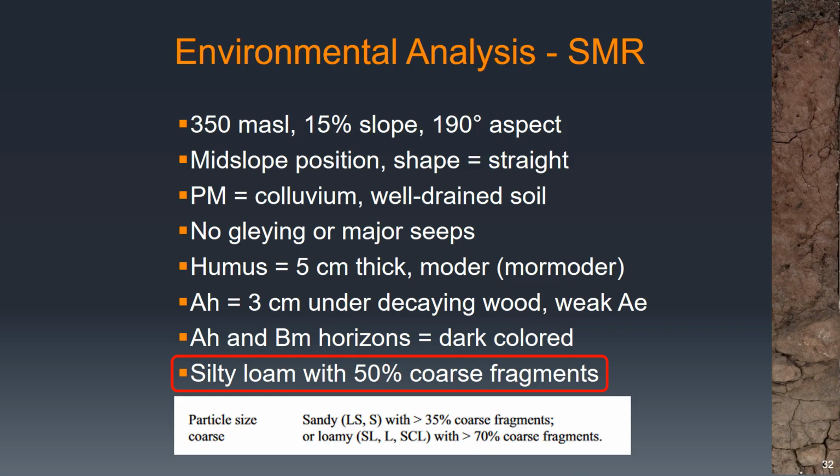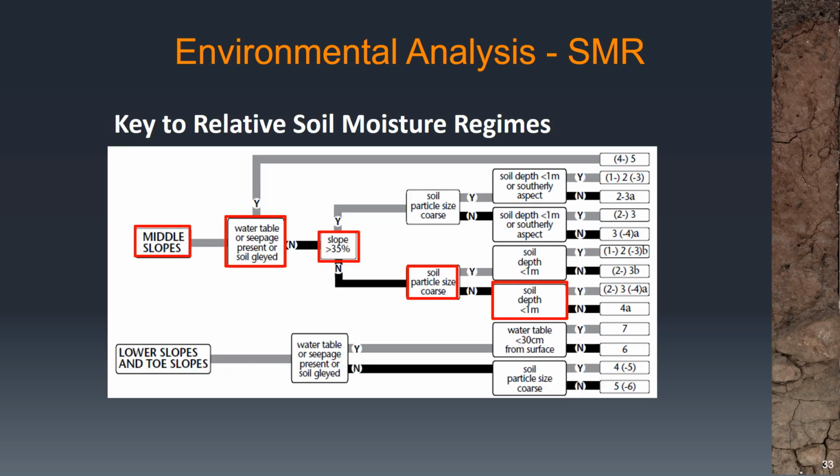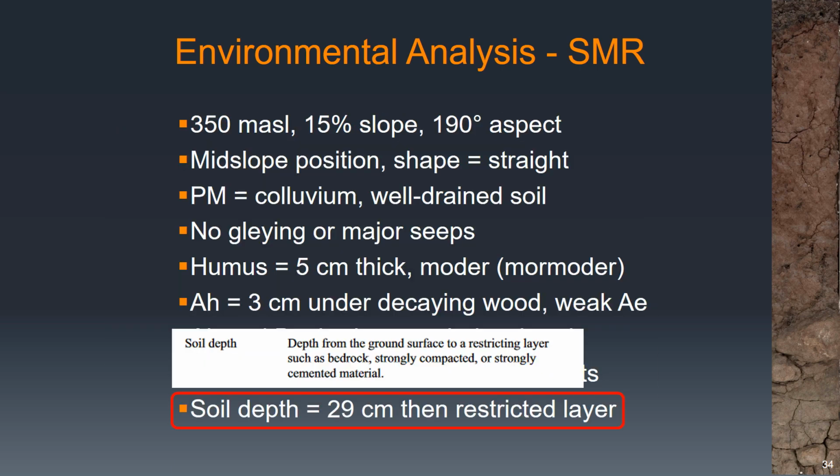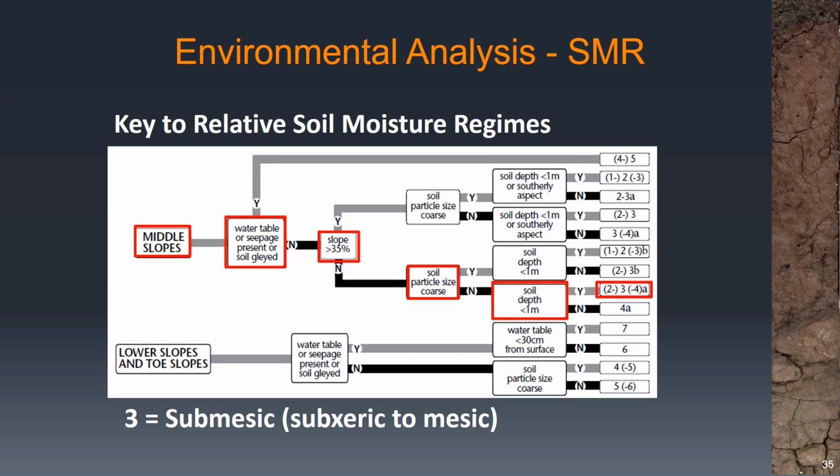So in our case, we have a silty loam with 50% coarse fragments. If we look at that definition, the first part is sandy with 35% coarse fragments, and this isn't a sandy soil. Or loamy, and we do have a loamy soil, but with 70% coarse fragments, and we only have 50%. So by this definition, our particle size is not coarse. Then is the soil depth less than 1 meter? Yes, it's 29 centimeters, and then we hit a restricted layer. And that definition defines it as I mentioned a minute ago. So that leads us to a relative soil moisture regime of 3 or submesic, with the possibility of being as low as 2 or as high as 4, so subxeric to mesic.